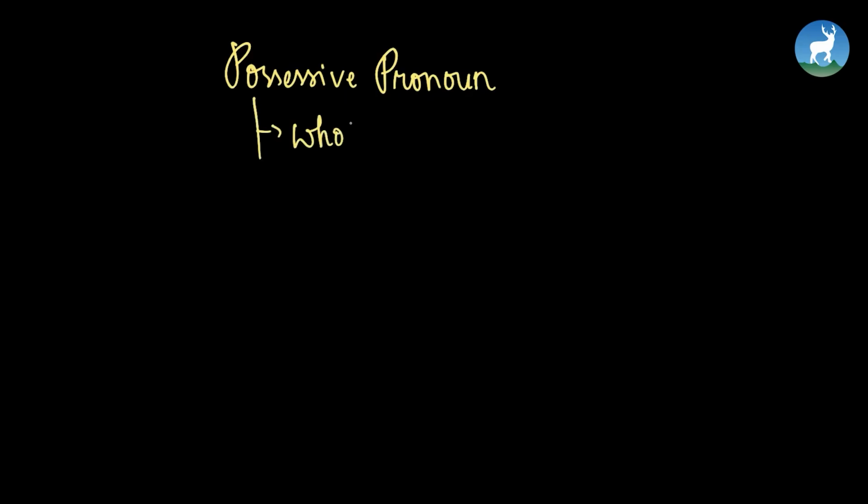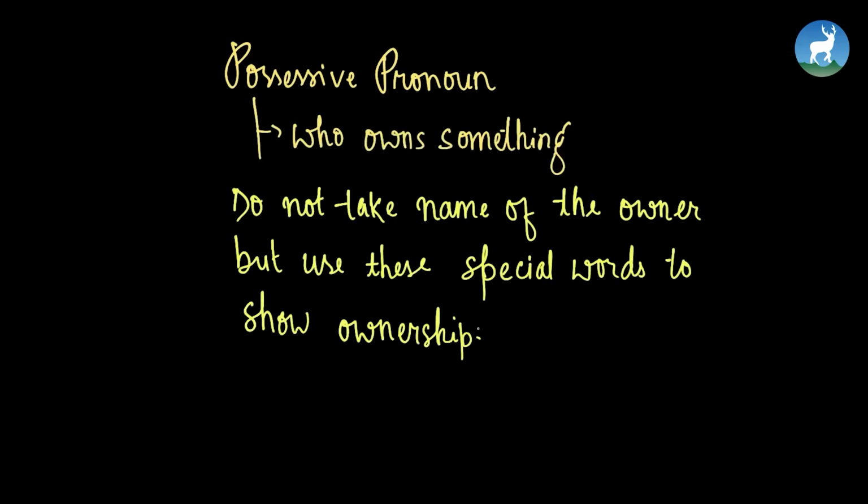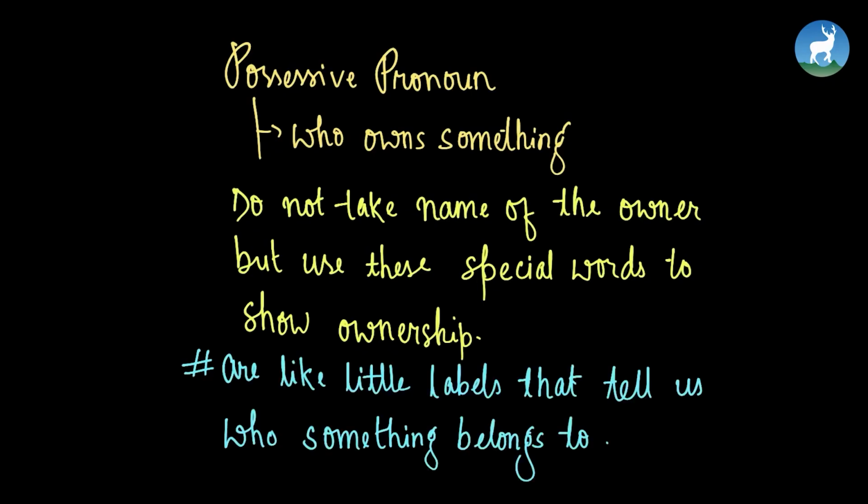Okay? Now let's learn something about possessive pronouns. A possessive pronoun is also a special kind of word that shows who owns something. So here we do not take the name of the owner, but we use these special words to talk about ownership. Okay? So possessive pronouns are like little labels that tell us who something belongs to. So now let's learn possessive pronouns with some examples.